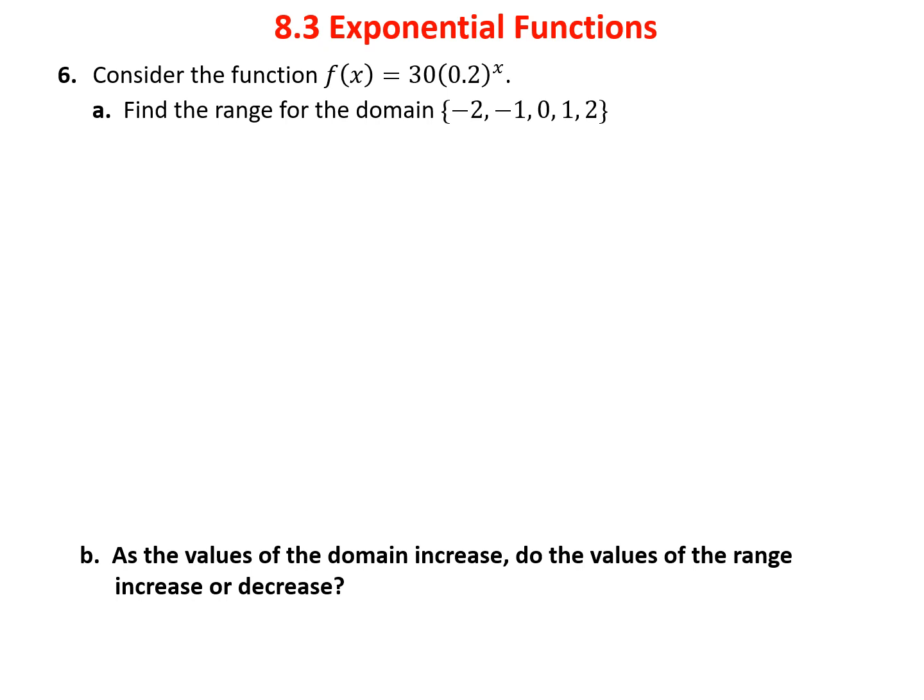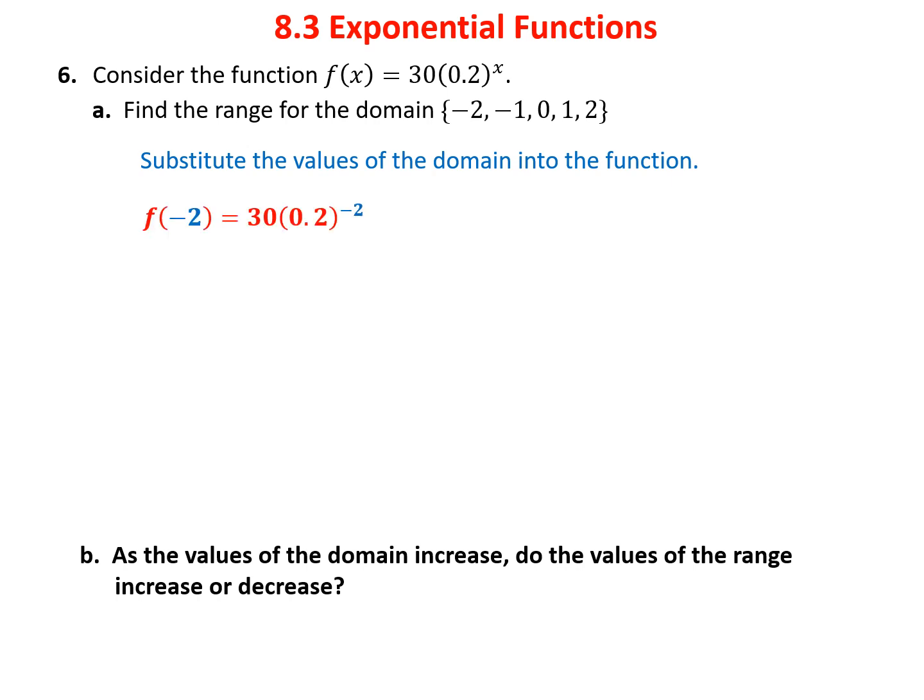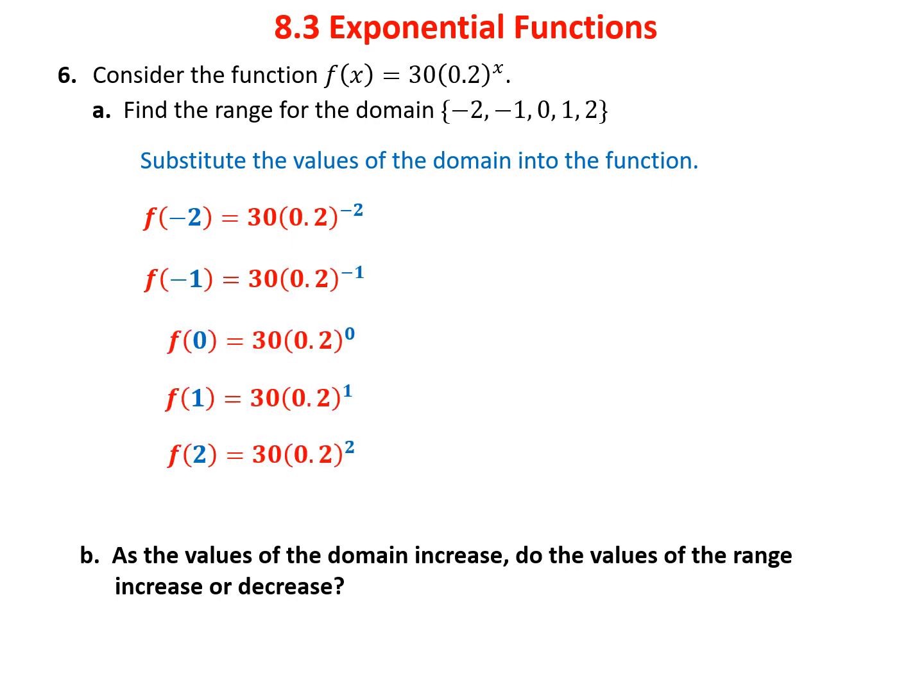In problem 6, they're giving us the function f of x equals 30 times 2/10 to the x power. And they want us to find the range for the domain -2, -1, 0, 1, and 2. To do that, all we simply need to do is substitute the values of the domain into the function. So we want to find these values. F of -2, notice I put -2 in for the x. F of -1, I put -1 for the x, etc. And so I'm going to find those too, and that will be my range. Those 5 values match up with the domain.